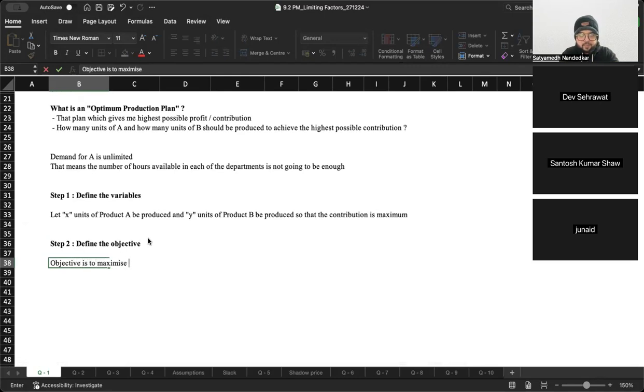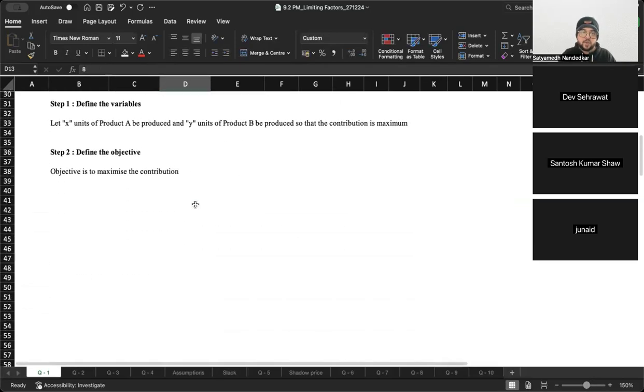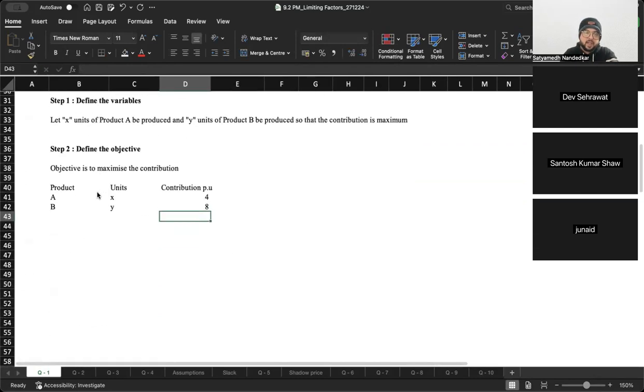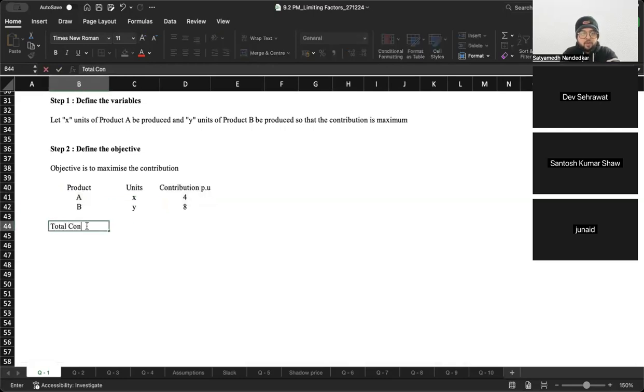Objective is to maximize the contribution. When you make product A, the contribution per unit is 4. When you make product B, the contribution per unit is 8. So let's write down the products A and B, then units X and Y, and contribution per unit, 4 and 8. You have products, you have units, and you have contribution per unit. So if I were to ask you, what is the total contribution? You will say X units of product A are made and each unit gives a contribution of 4. So contribution from A will be 4X and from B will be 8Y.